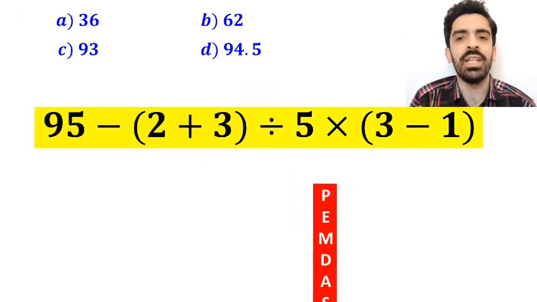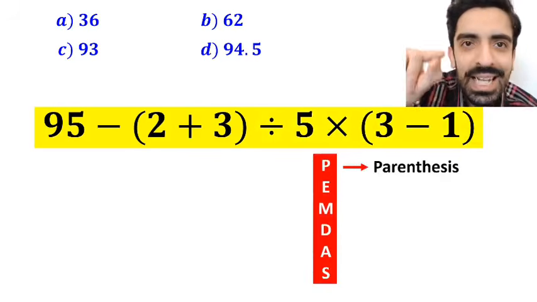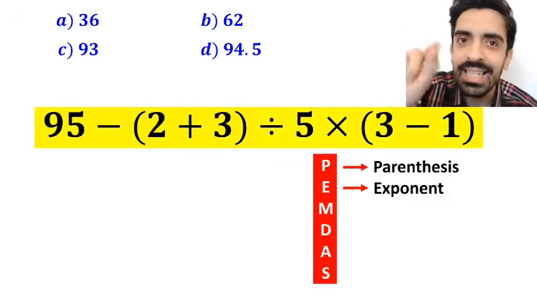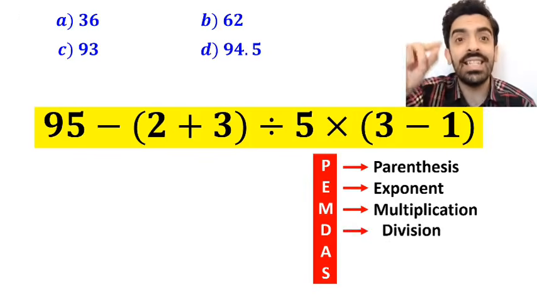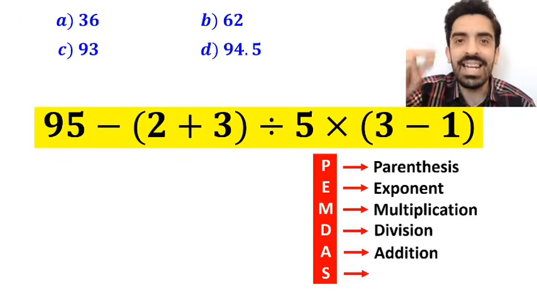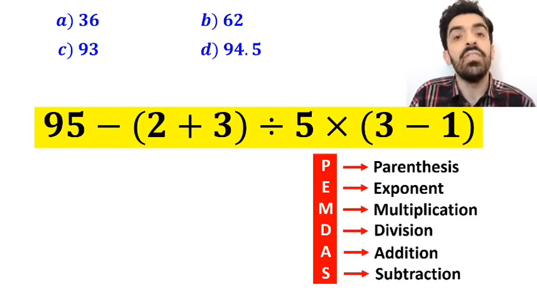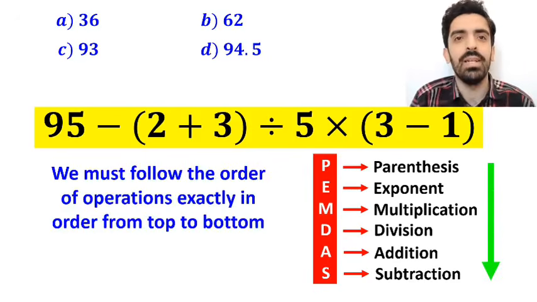To solve this question, we must follow a rule that is called PEMDAS. In this rule, P stands for parentheses, E stands for exponent, M stands for multiplication, D stands for division, A stands for addition, and S stands for subtraction. We must follow the order of operations exactly in order from top to bottom.